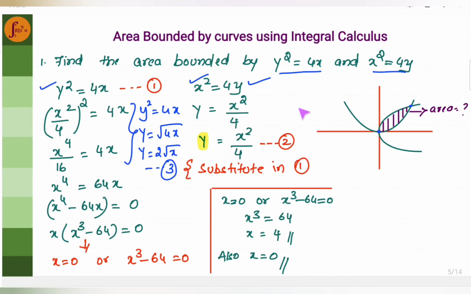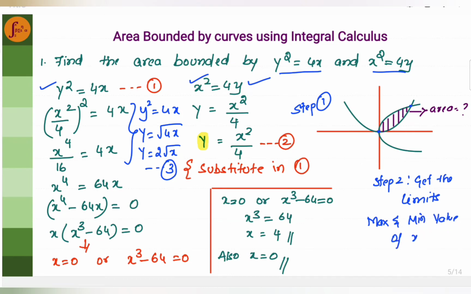So this is step 1, right? Step 2, get the limits. To get the limits, you need to get the values of x, because we are going to apply integral with respect to x. Integral is with respect to x. So we should get the values of x. We need to get the max and min value of x, because integral is done with respect to x.